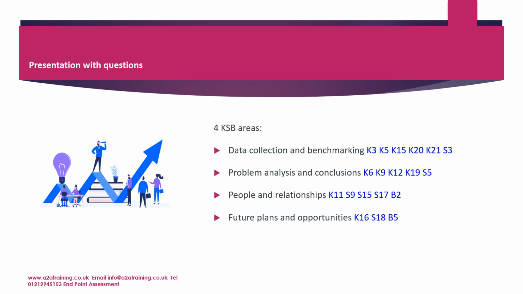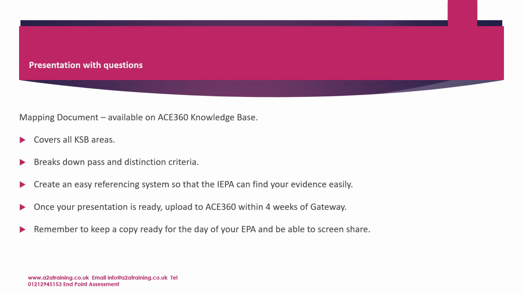There are 4 KSB areas assessed as part of this endpoint assessment activity: data collection and benchmarking, problem analysis and conclusions, people and relationships, future plans and opportunities. There's a mapping document available on ACE360 in the knowledge base to help you prepare for this endpoint assessment activity. This document will cover all the KSB areas, and it clearly breaks down pass and distinction criteria.